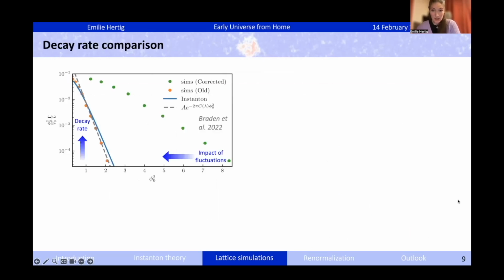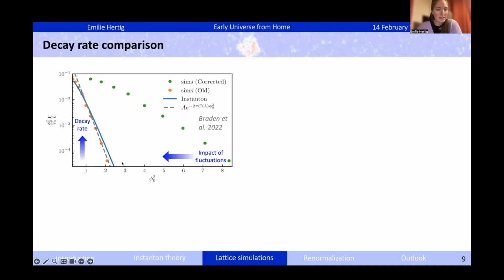Now, as we expect this approach to be a good approximation of the quantum dynamics of false vacuum decay, we would then expect the decay rates observed in lattice simulations to match the predictions from instanton theory. However, this is the actual result that was obtained a couple of years ago by Jonathan Braden. This phi zero, you can read it as quantifying the impact of the fluctuations. So with decreasing phi zero, we have more intense fluctuations. And on the y-axis here, you have the decay rate.